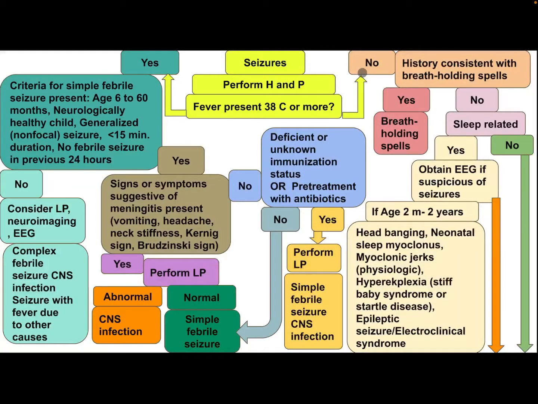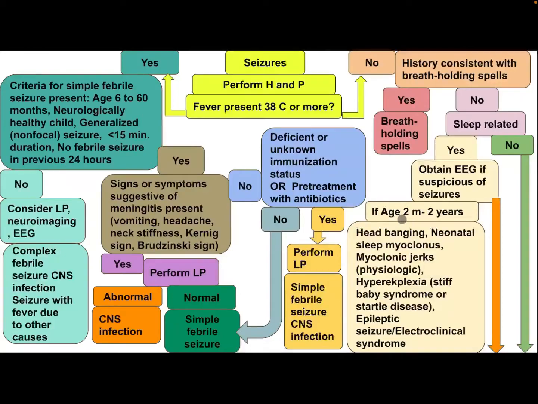Now, if a patient does not have fever, is the history consistent with a breath-holding spell? If yes, this is a breath-holding spell. If no, is it sleep-related? If yes, obtain EEG if suspicious of seizure.